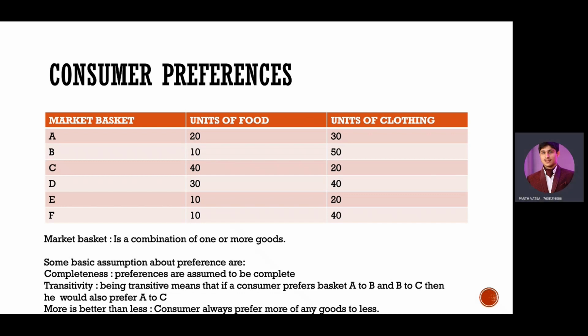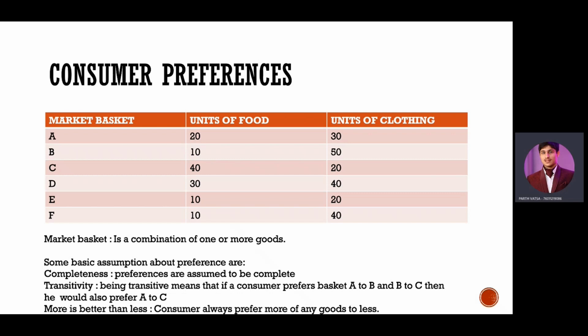Now talking about transitivity. Transitivity means that if a consumer prefers, say, basket A to basket B, and basket B to basket C, then he would prefer basket A to basket C. I hope this is clear to you.